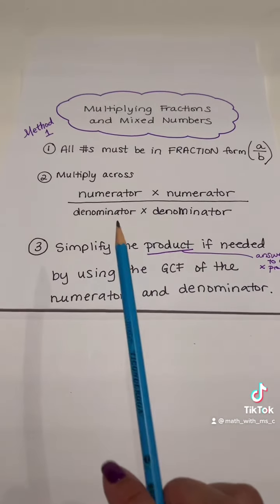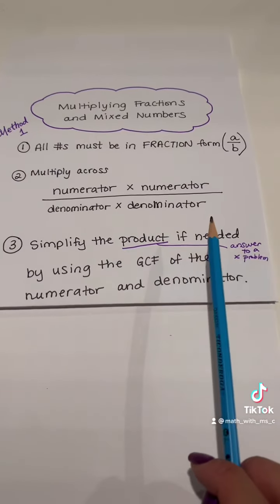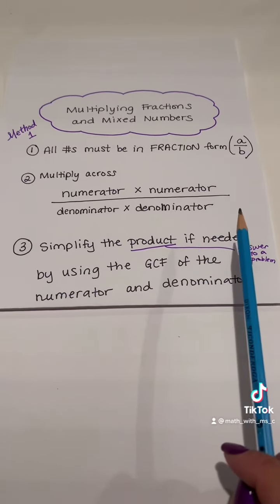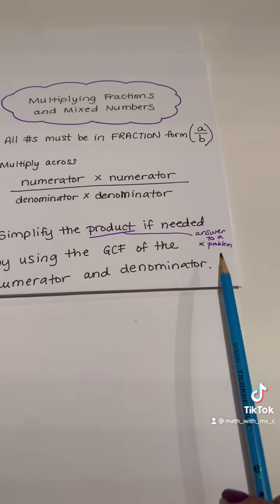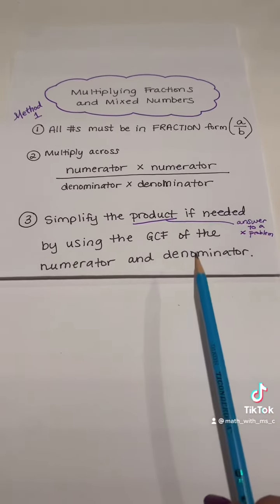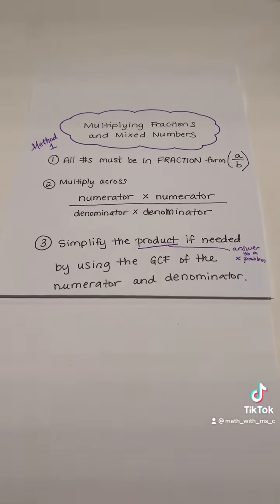Then the next step is you multiply across: numerator times numerator over denominator times denominator. And when you get your answer, simplify the product. Product is the answer to a multiplication problem. Simplify by using the GCF of the numerator and denominator. So let's do some examples.